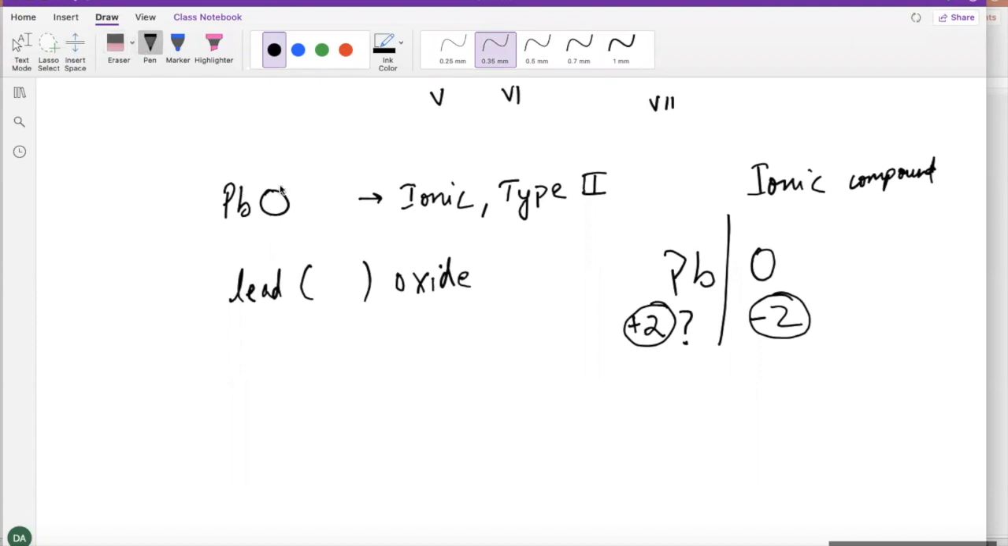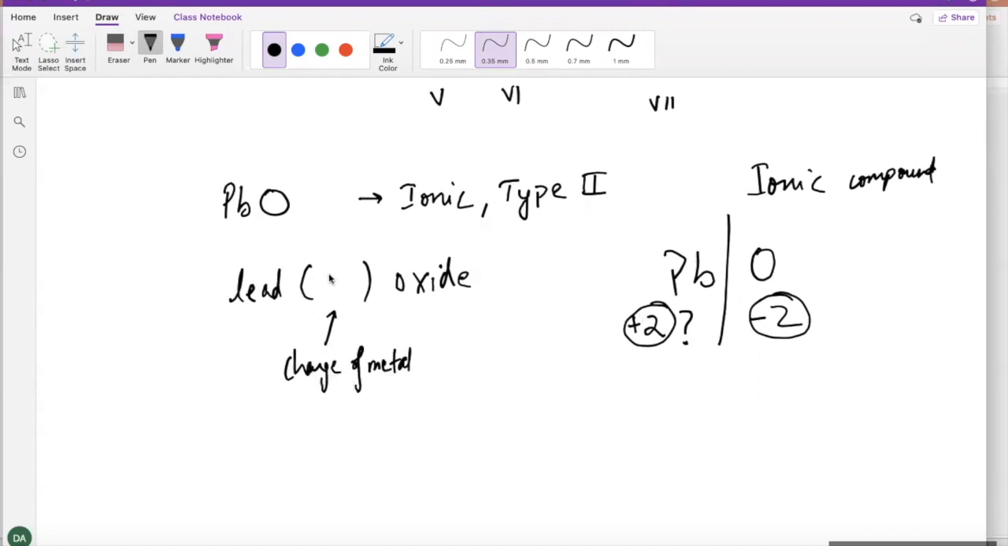So PbO, to figure out the charge, we start from the right-hand side first. Oxygen is -2 charge from the periodic table. So if this guy is -2, this must be +2. So guys, what do we put here? We put the charge of the metal, which of course is always positive. So that's why you never say plus or minus. We know it's going to be positive. So the charge of the metal is 2.